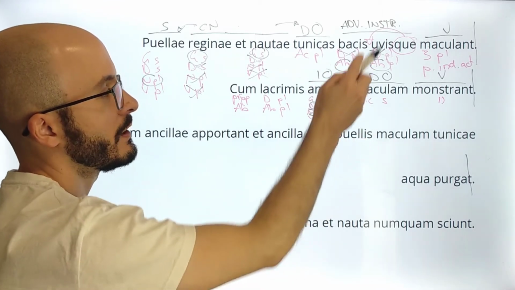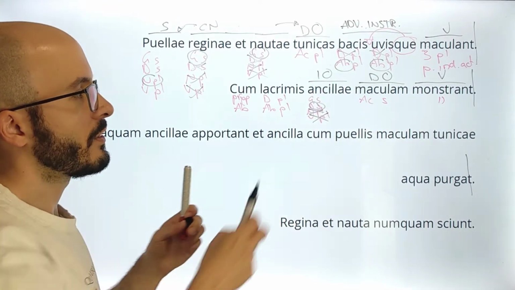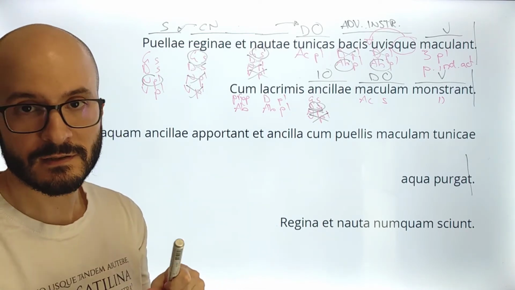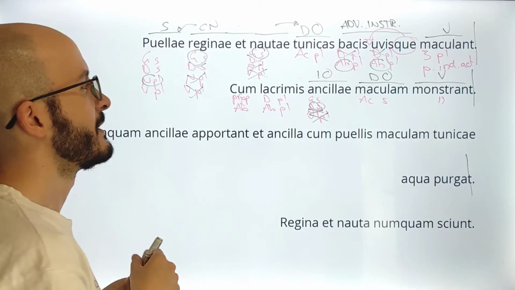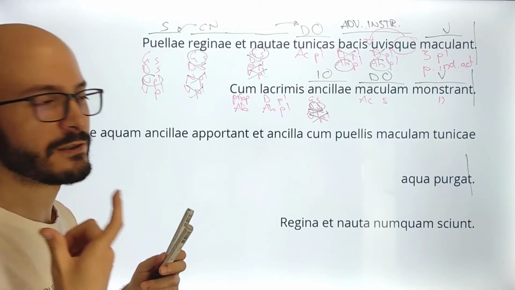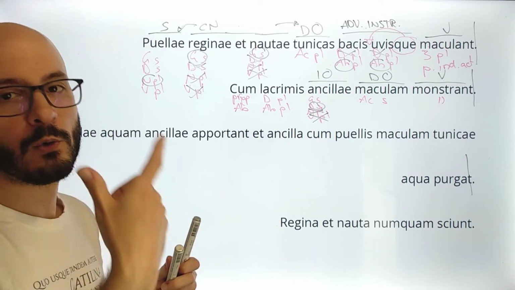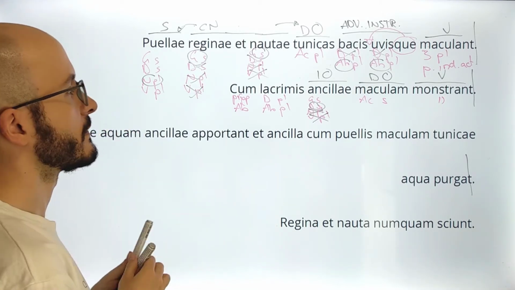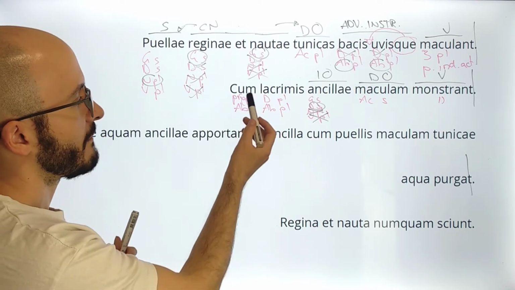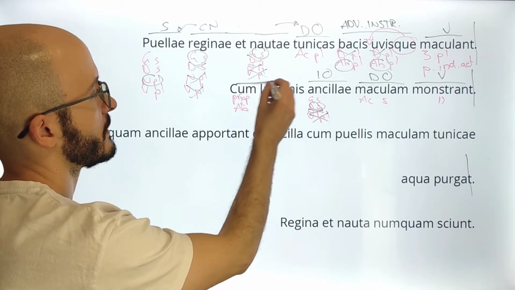Indirect object. So they show the stain to the servant, the female servant who is old. I don't know the exact word in English, but you know, the female slave who is old. Whatever. And then here we have preposition ablative, so it's quite clear that this goes like this.